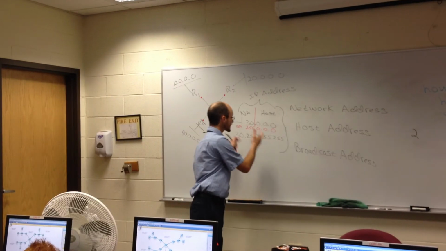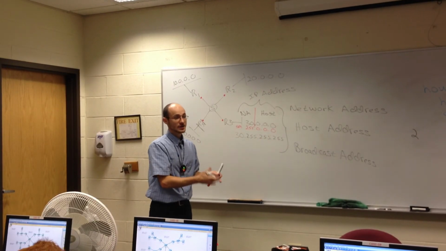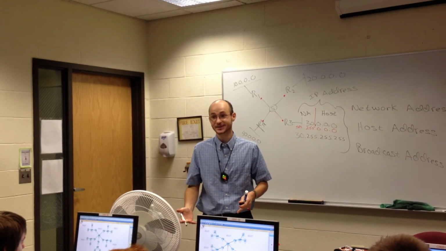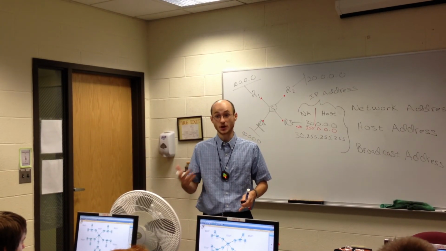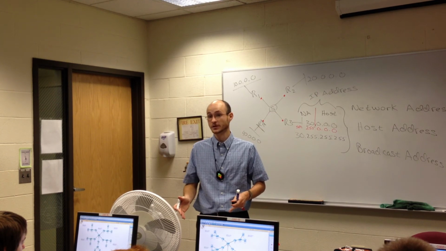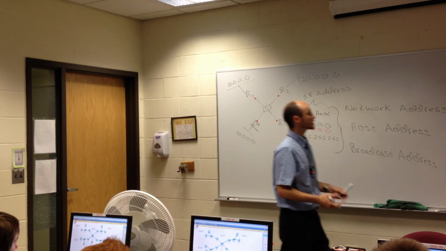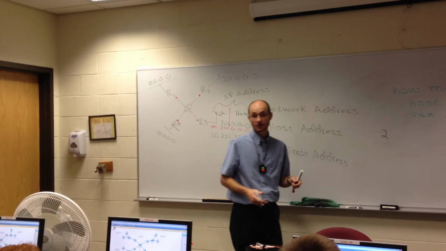We write it in decimal because it's easy for us to write. Because I do not want to waste my time writing down 32 zeros and ones per each network address or per each host. We good about that? So we write it in decimal because it's shorthand. But what we really want to do is see this in binary.